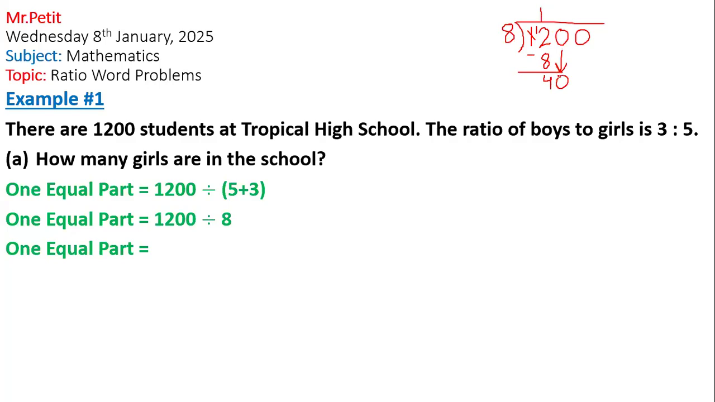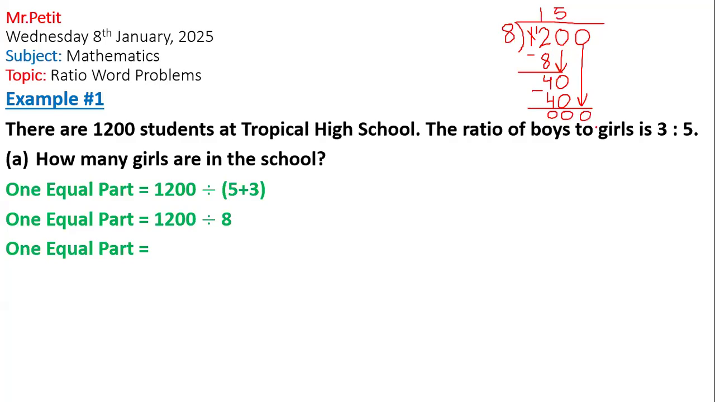The 0. How many times does 8 go into 40? 5 times. 8 times 5 is 40. Very good. 40 minus 40 is 0. And when we get the 0 at the back, we have to include that. So the 0 is going to be here.